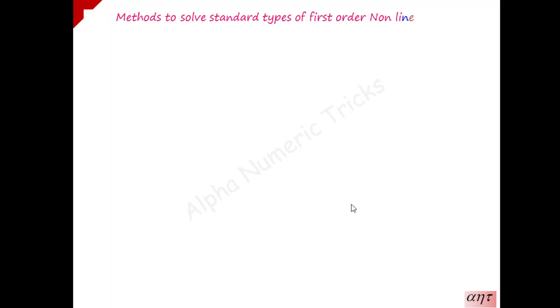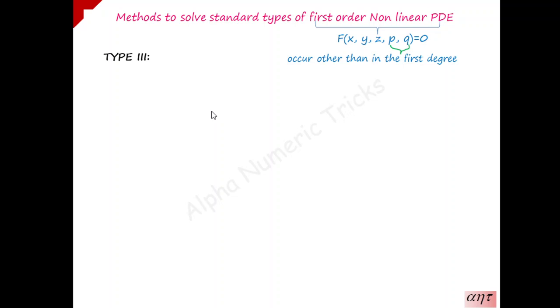Here the methods to solve standard types of first order nonlinear partial differential equations are given, which are of the form f of x, y, z, p, q is equal to 0. Here the partial derivatives p and q may occur other than in the first degree. Now we will see how to get the solution of type 3 problems.